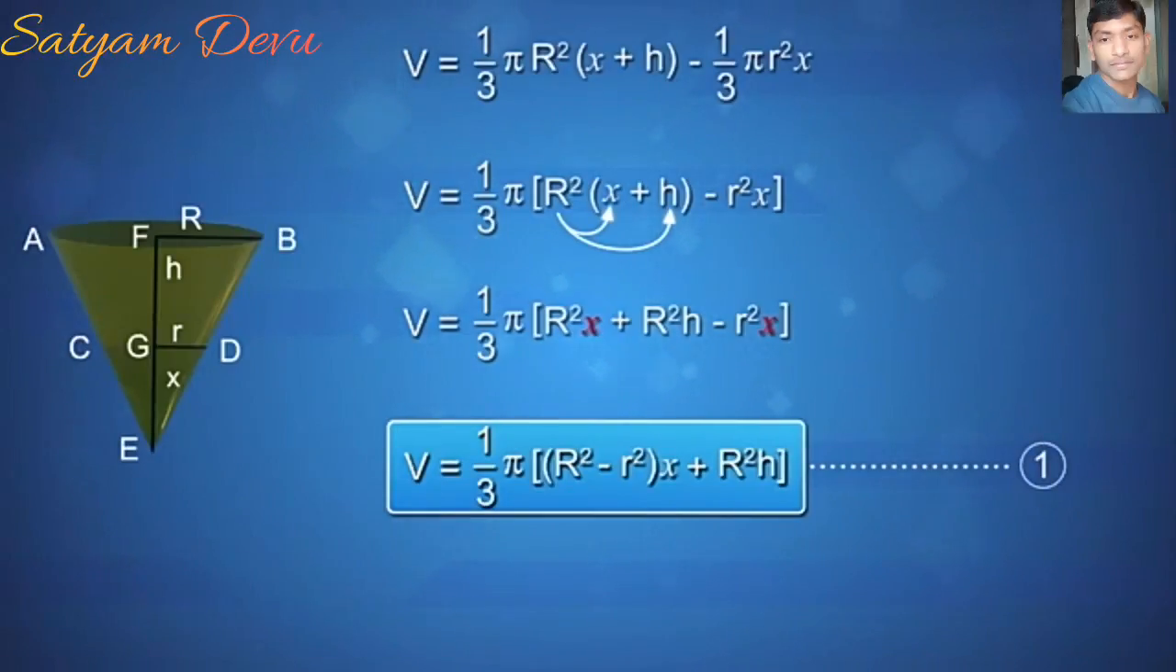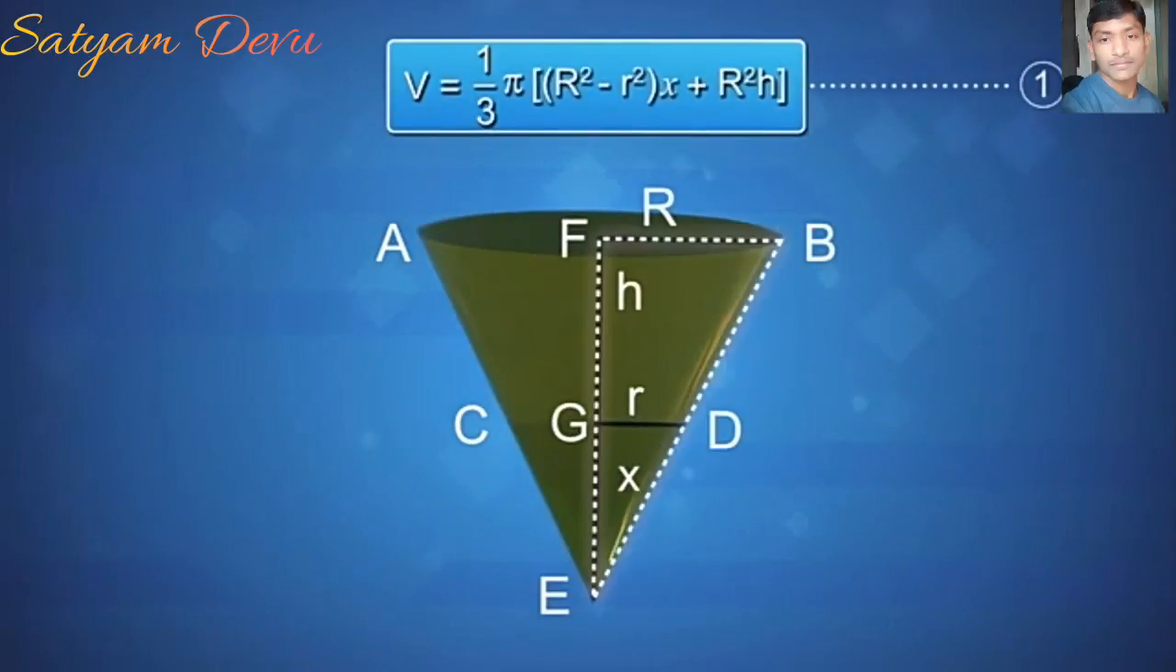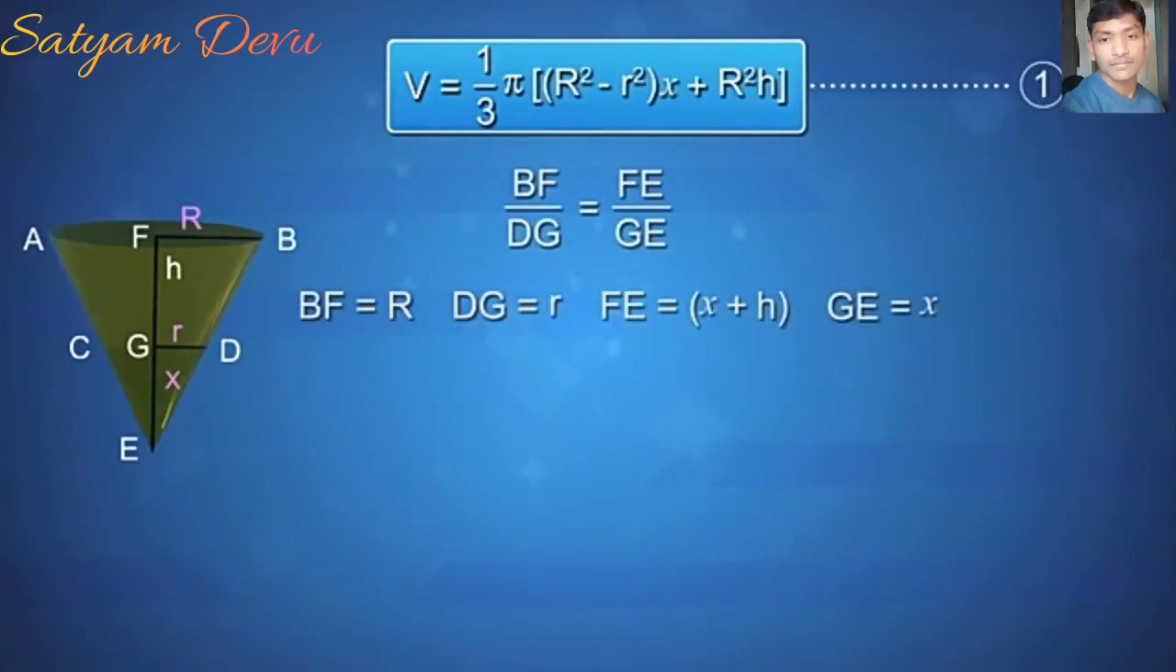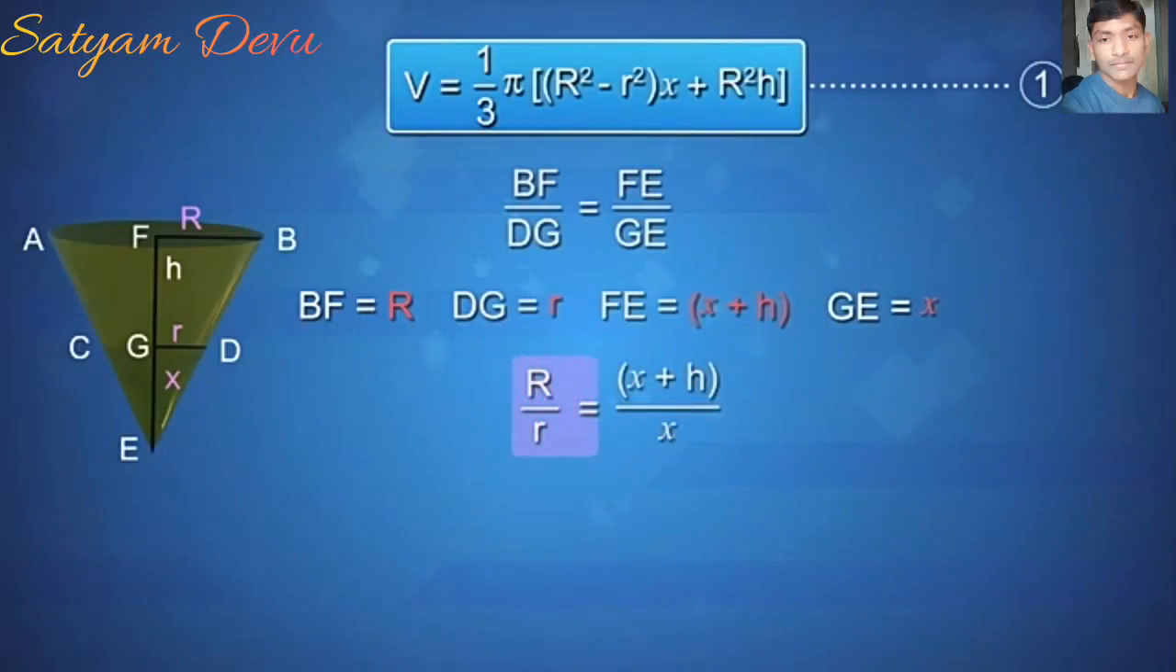From this figure, we can see the similarity between triangle BFE and triangle DGE. Therefore, BF by DG is equal to FE by GE. From this, it's clear that BF is equal to capital R, DG is equal to small r, FE is equal to x plus h, and GE is equal to x. Substituting these values, we get capital R by small r is equal to x plus h by x.